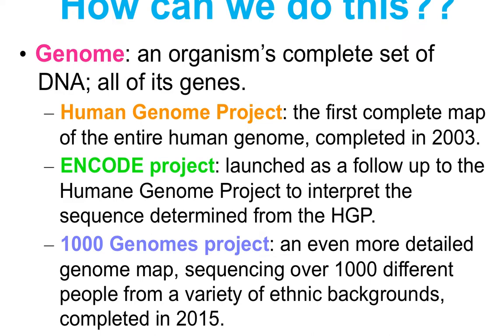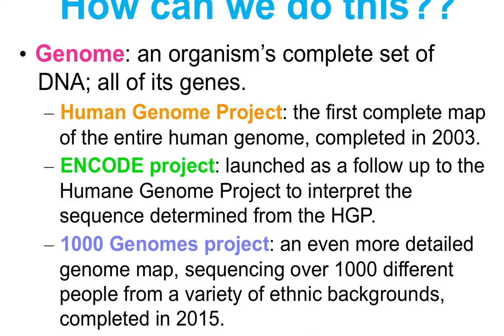So after we figured out where all the genes were located, the ENCODE project was launched. It was a follow-up to this, but it was really used to interpret the sequencing from the actual Human Genome Project. So now that we know where the genes were, how can we interpret the sequencing? How are they pieced together? How are they puzzled together? So an even more detailed genome map was needed.